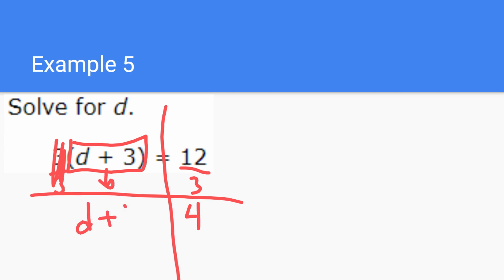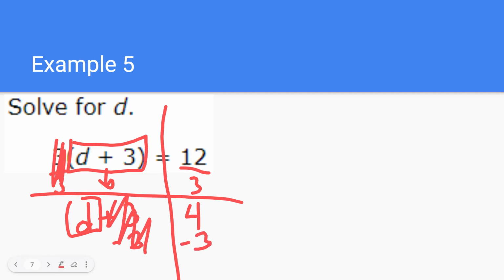D plus 3. Box up my variable again. I'm left with plus 3. So instead, I'm going to subtract 3 this time. This is going to cancel out. D is left by itself. 4 minus 3 is going to be 1. So D equals 1.